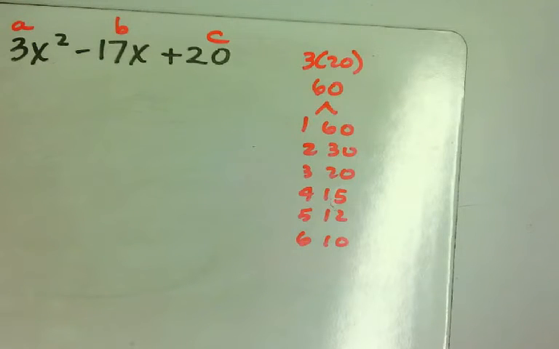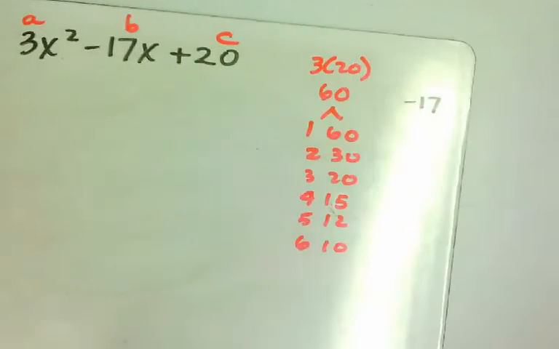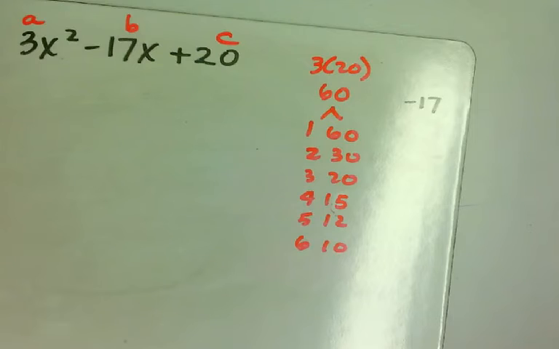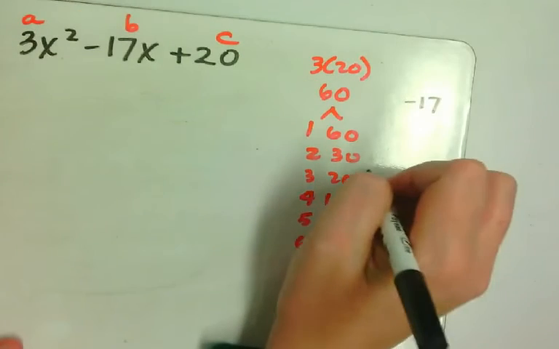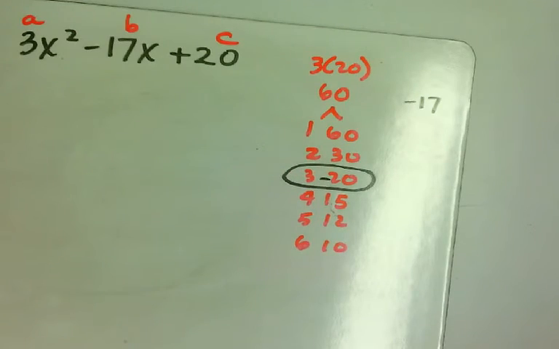I'm going to tell you this is a commonly missed problem. Okay, so I need two numbers that are going to multiply to get me 60, and then they are going to combine to get me negative 17. So I'm going to tell you that the most common wrong thing is this right here. Can anyone explain to us why that's wrong?